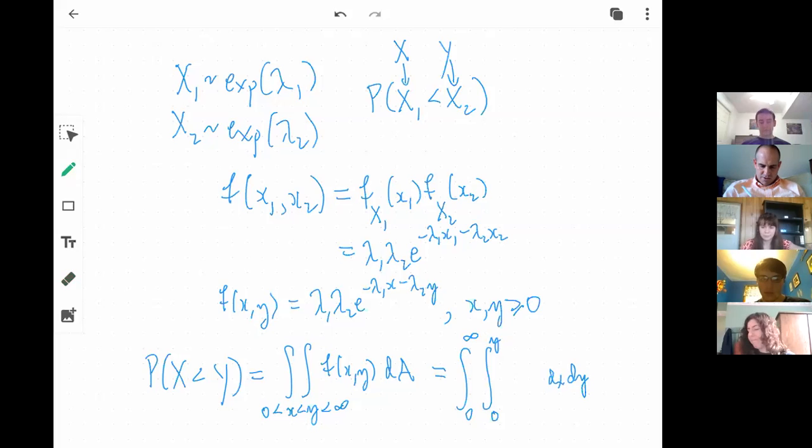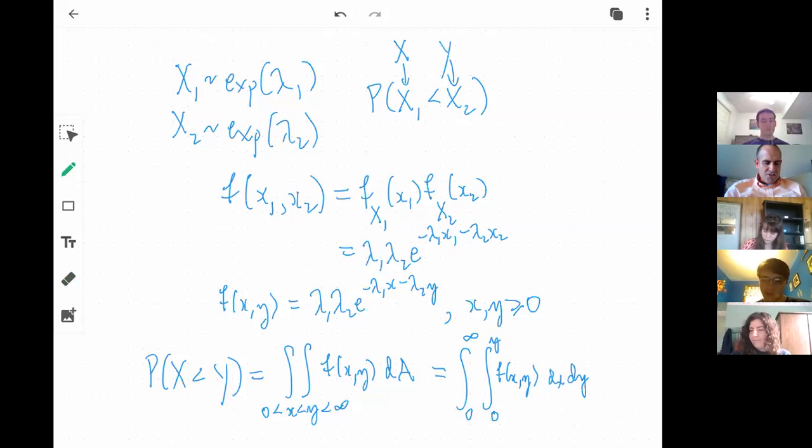Okay, f of x, y. So we've kind of set this thing up rightly. Does this make sense? Because we're about to compute this. Please ask questions at this point if something is unclear.